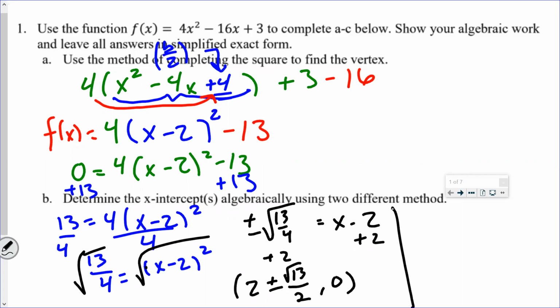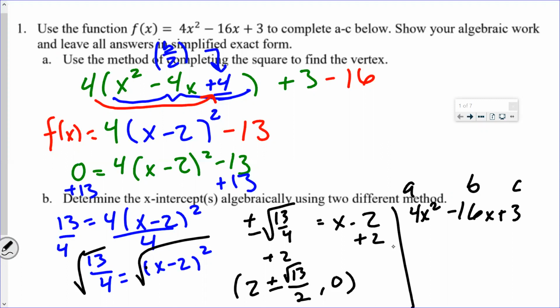The other way you could solve it is using the quadratic formula, which we've done a lot of. So going back to that 4x squared minus 16x plus 3, I know what my a, b, and c are. So, opposite of b, 16 plus or minus, so on and so forth. I don't think we need to show that one per se for this test, but that's another way you could solve this.